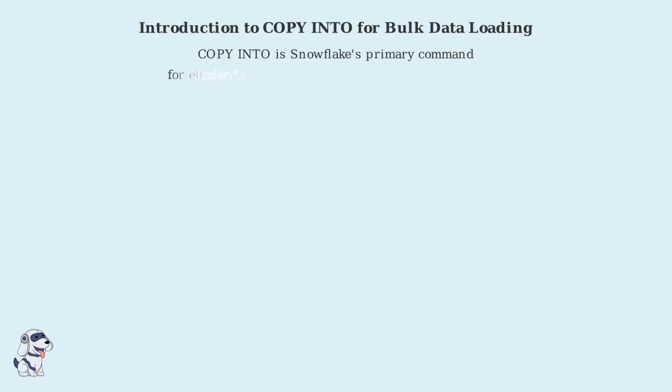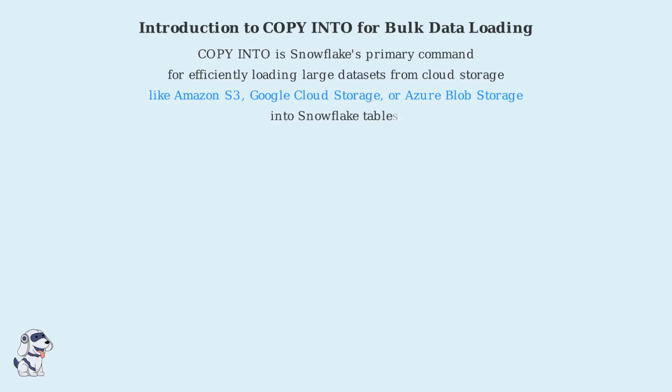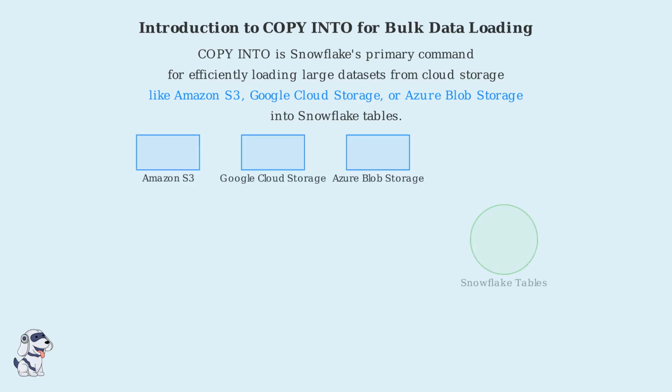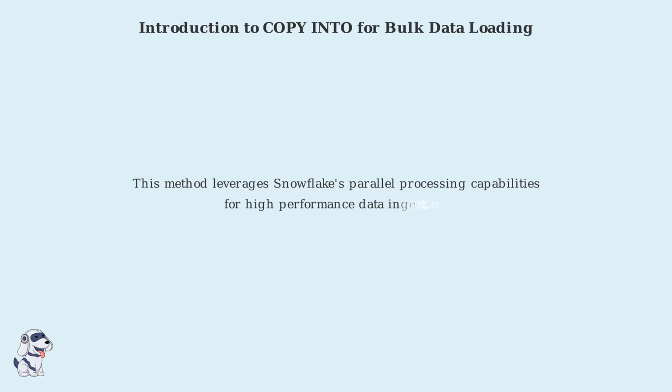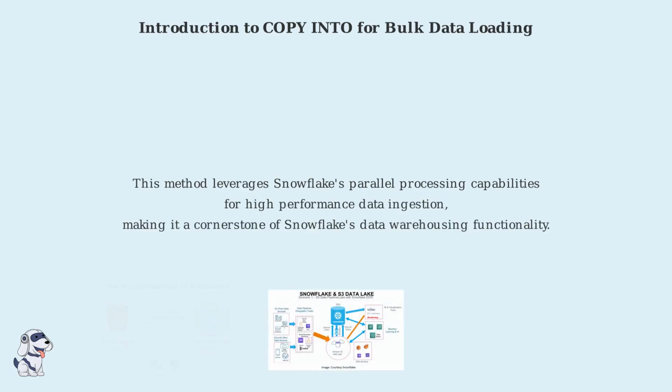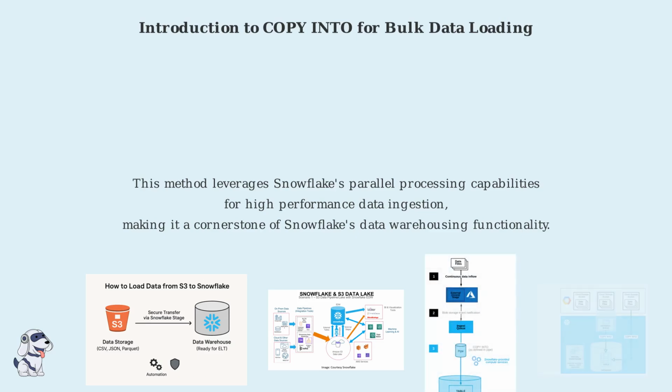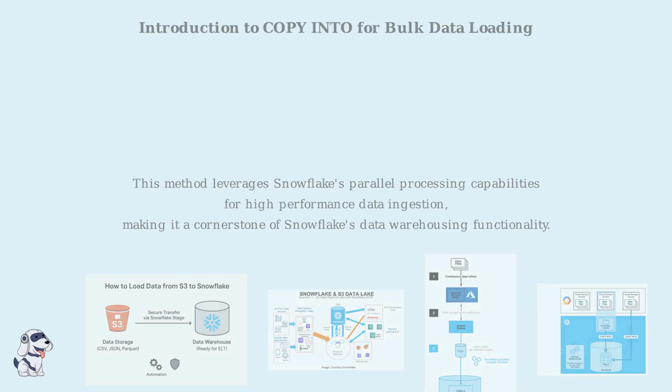Copy into is Snowflake's primary command for efficiently loading large datasets from cloud storage like Amazon S3, Google Cloud Storage, or Azure Blob Storage into Snowflake tables. It supports common file formats such as CSV and Parquet. This method leverages Snowflake's parallel processing capabilities for high-performance data ingestion, making it a cornerstone of Snowflake's data warehousing functionality.